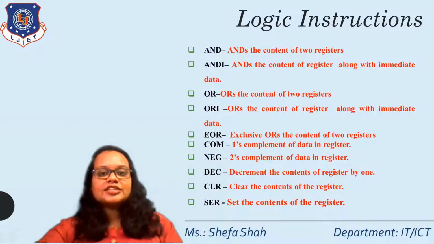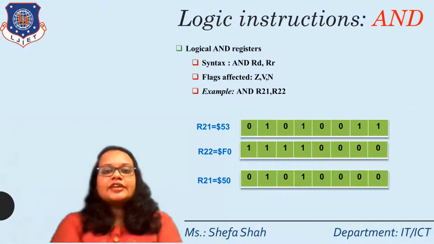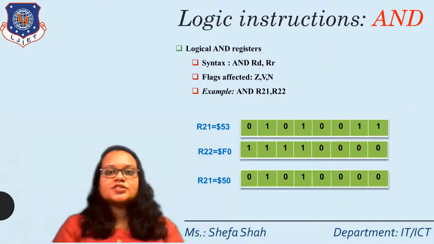Now we will see each and every logical instruction in detail with example and its syntax. So let's take the first logic instruction, that is AND. AND means logical AND between the content of two registers. The syntax is AND Rd, Rr, and the flags affected are Z, V and N. Let's take an example.